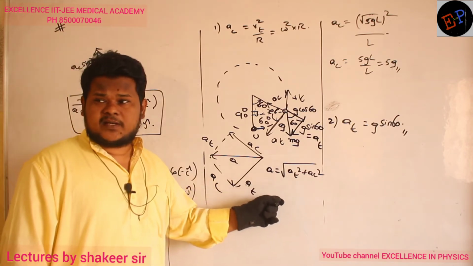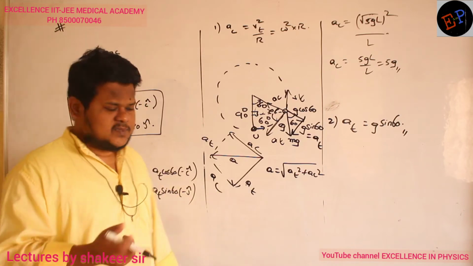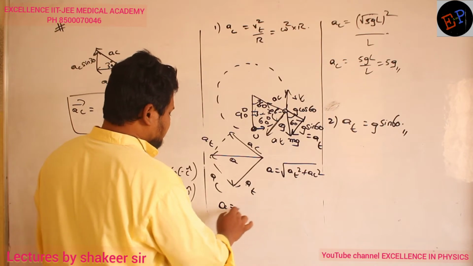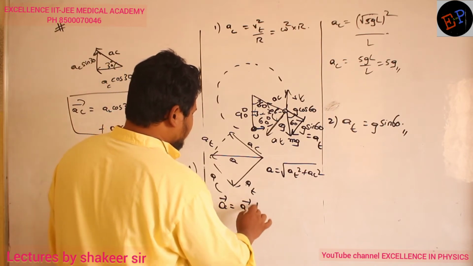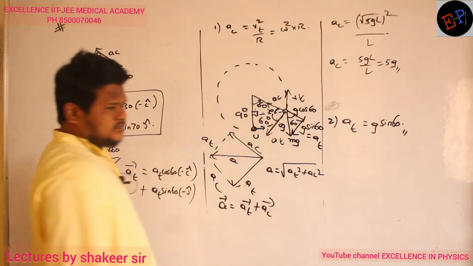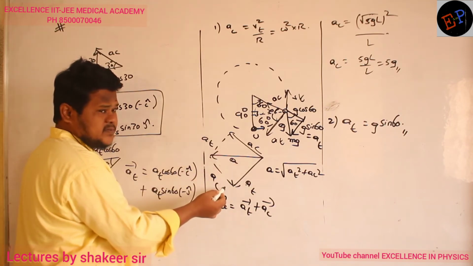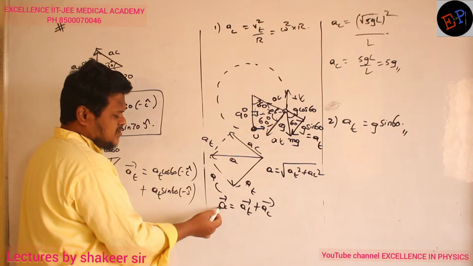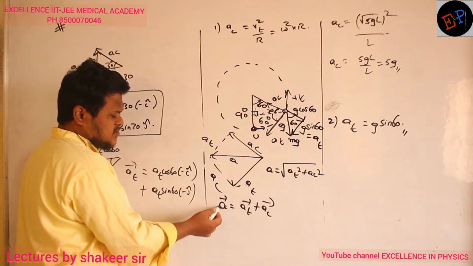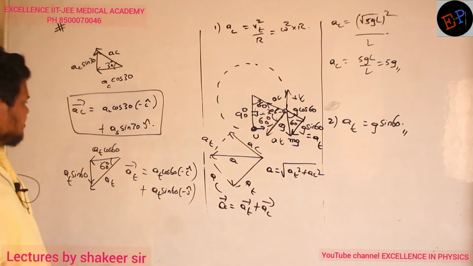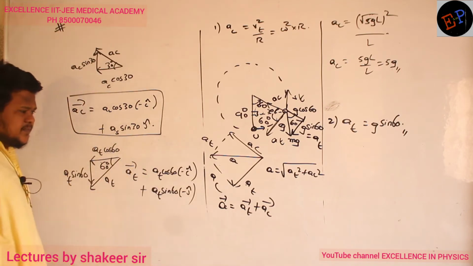But he is not asking for the magnitude. He is asking for the vector form. So in vector form, how can I write? See, this total acceleration is the vector sum of AT vector plus AC vector. So this resultant is the resultant of this one and this one. So A is the total acceleration or net acceleration. So net acceleration is the vector sum of AT plus AC. And AT and AC we have already calculated. Just substitute that. Clear?